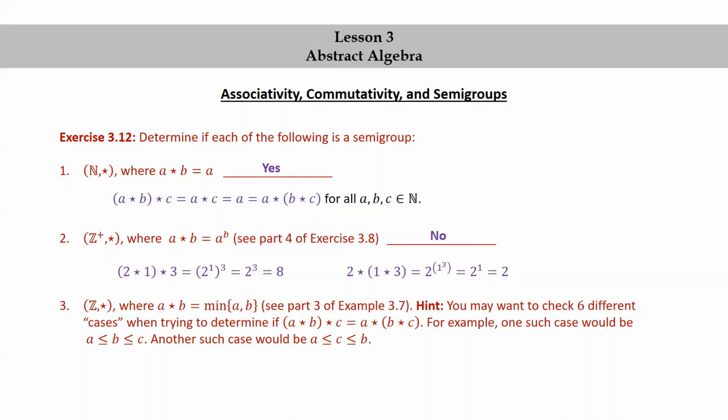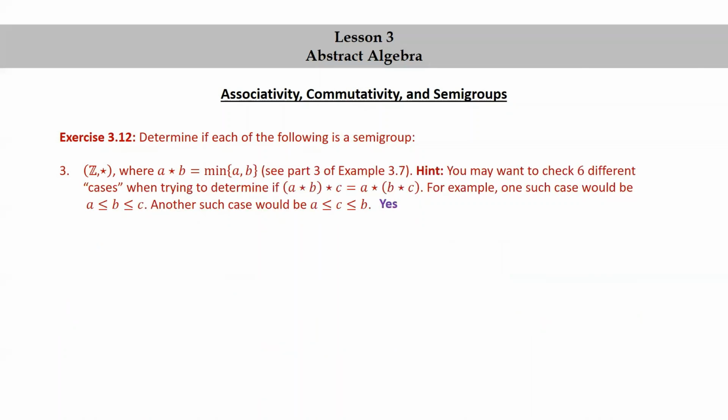For the third one, the set of integers together with star, where a star b is the minimum of a and b, the smaller of a and b. As a hint, you may want to check 6 different cases when trying to determine if (a star b) star c is equal to a star (b star c). For example, one such case would be a less than or equal to b less than or equal to c. Another such case would be a less than or equal to c less than or equal to b. The answer to this one is yes.